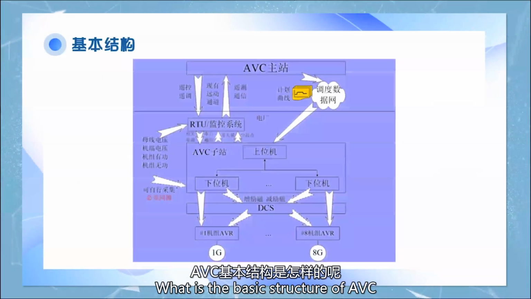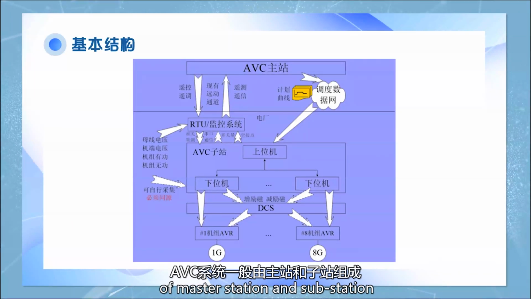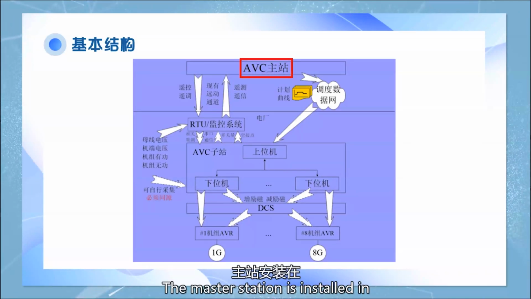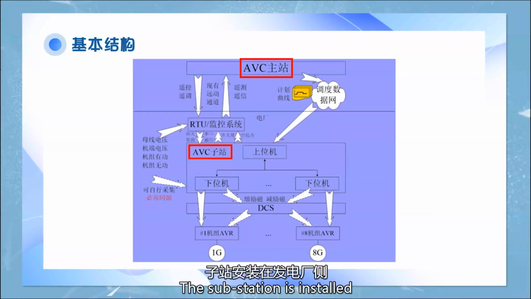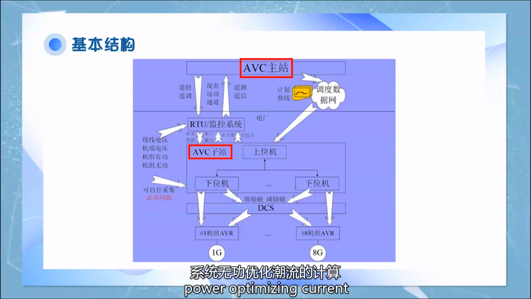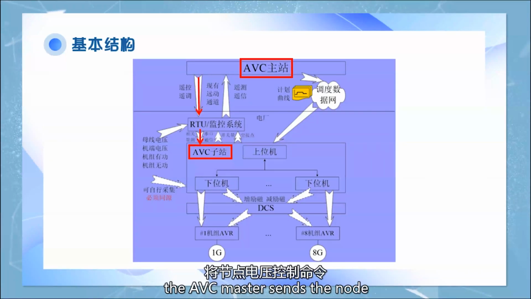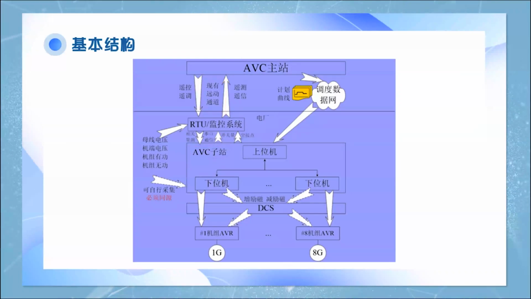What is the basic structure of AVC? AVC system generally consists of a master station and a substation. The master station is installed in the dispatch center of the regional power grid. The substation is installed on the side of the power plant. According to the calculation of the system reactive power optimizing current, the AVC master sends the node voltage control command to the substation and receives the feedback status information from the substation.